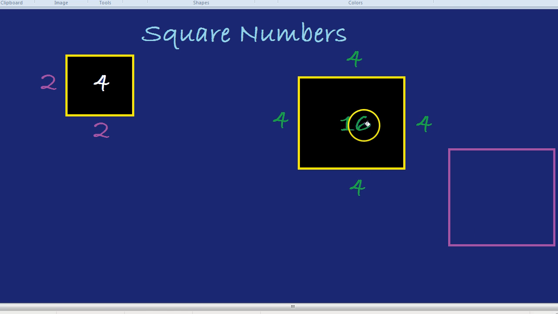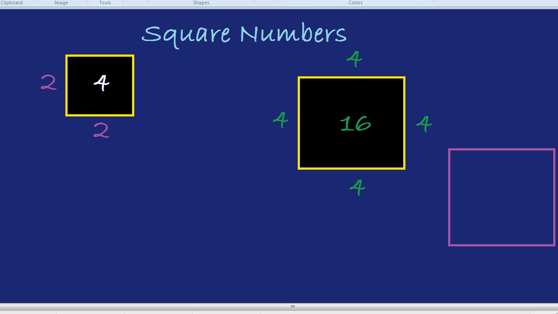15, by the way, for example, is not a square number. There's no number that, when you times it with itself, you get 15. 3 times by 3 does not get 15. 5 times by 5 is not 15. So 15 is not a square number, but 16 is a square number, because 4 times by 4.